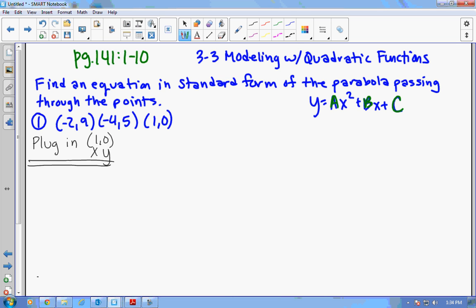In the A spots, the X spots, and the Y spot, right? So Y is now a number. Dan, what number do I put in for Y? Good. 0 equals, we don't know capital A yet. Do we know X? What is X? 1 squared plus B times X, which was 1, plus C. Okay?